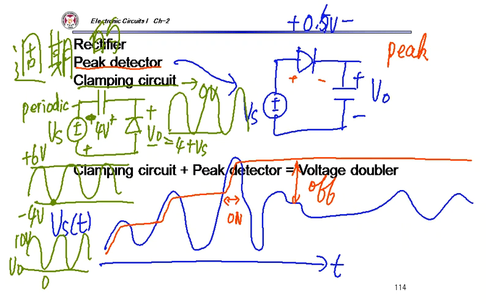The clamping circuit puts either the minimum voltage or the maximum voltage at 0, right? This is sometimes called a DC restorer. It just regenerates the DC voltage. If I put the diode in this direction, my VO should be negative, right? My VO is something like that. The maximum voltage is clamped to 0.